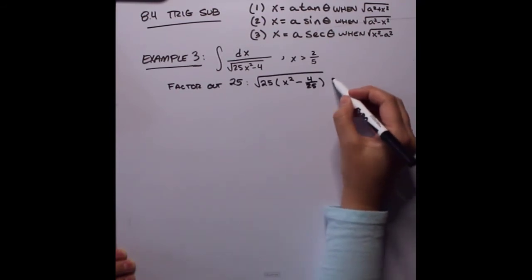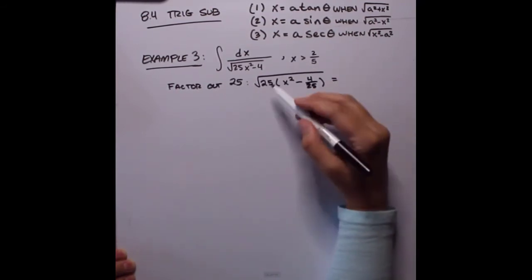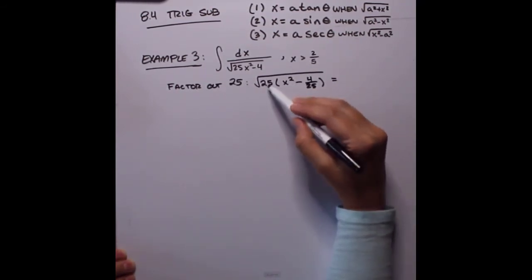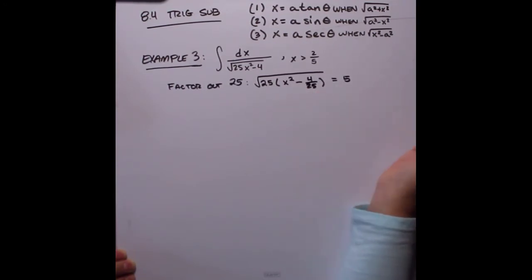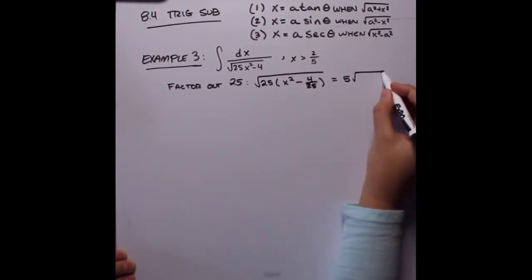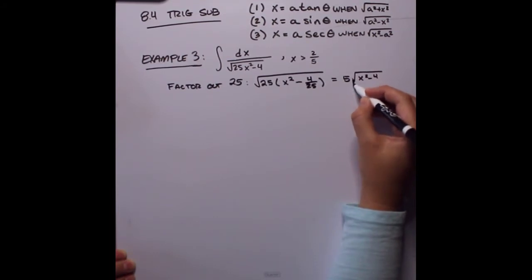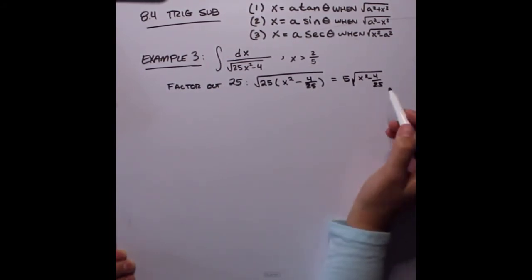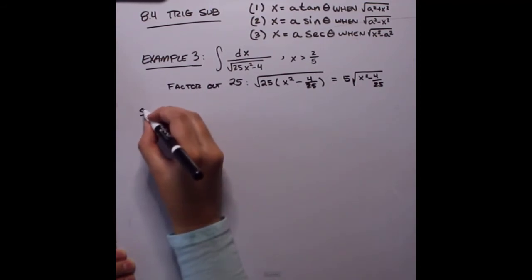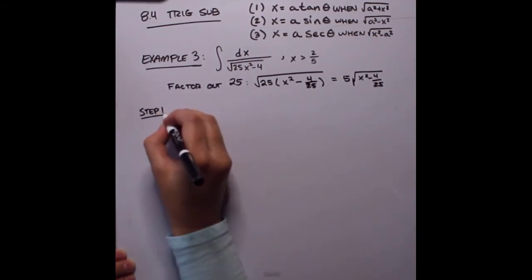Then you can separate this square root because you're multiplying. So this becomes the square root of 25, which is just 5, and then what's left inside is this other quantity, x squared minus 4 over 25. Let me make this a little bigger. Okay, so that's going to be our preliminary step before we even get into step 1.